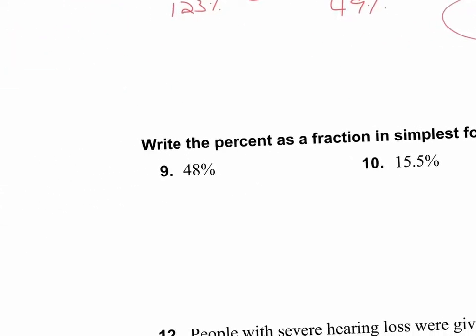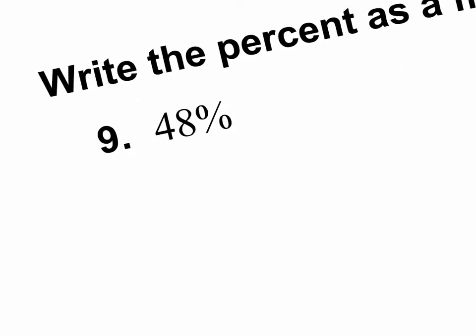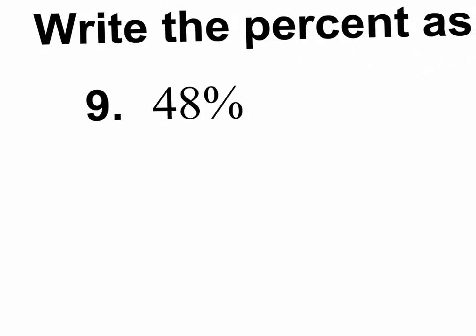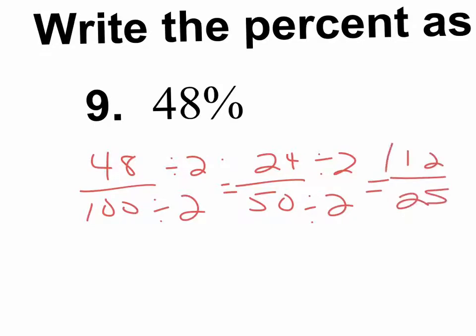Moving on to number 9. It says write the percent as a fraction in simplest form and as a decimal. So let's first write it as a fraction. Percent always goes over 100. So we go 48 over 100. What goes into 48 and into 100? 2, right? So let's divide out 2. You could do 4 if you realize that. We get 24 over 50. Oh, we can still take another 2 out. And that becomes 12 over 25. And that would be your answer because nothing goes into 12 and into 25.